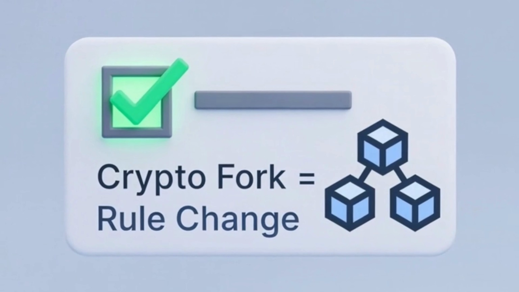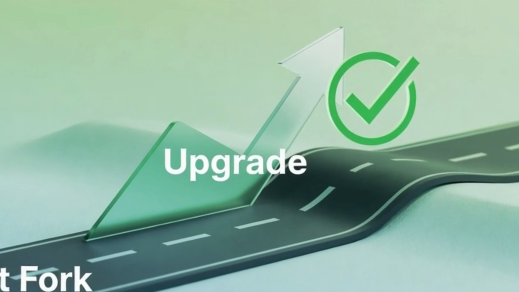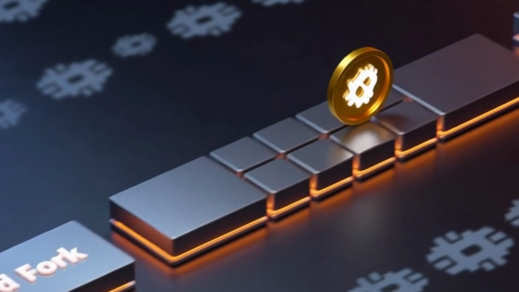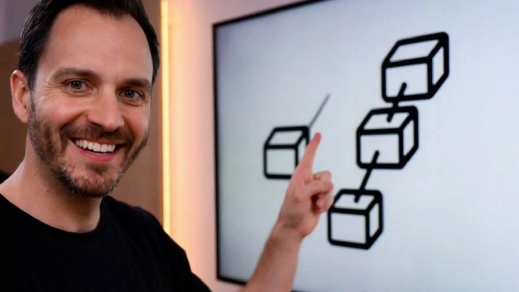A crypto fork equals a rule change. Soft fork equals small update, no split. Hard fork equals big change, possible new coin. Forks help crypto evolve.